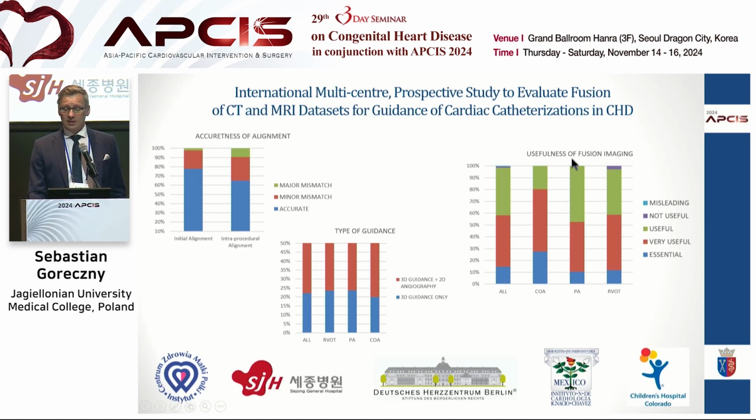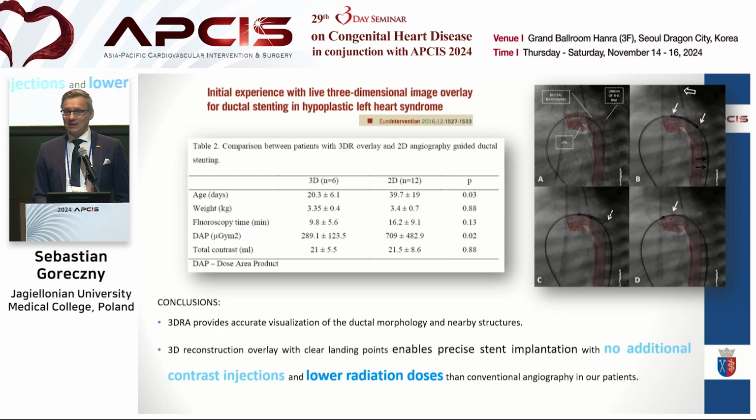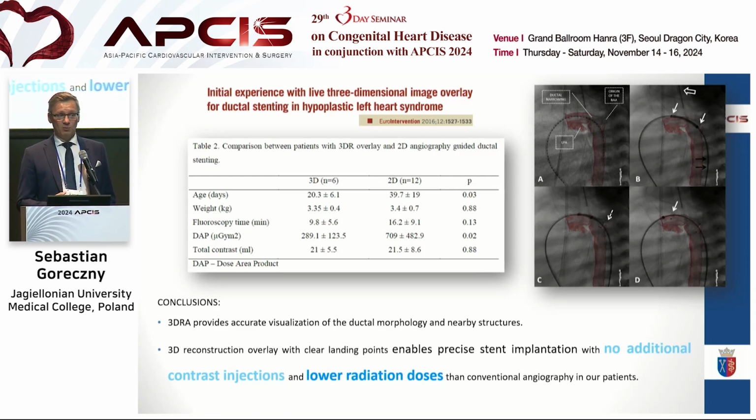Another important thing is that when we asked operators about usefulness, you can see here that overall in 98% of cases it was thought useful, very useful, or in some cases even essential. So that shows that many operators actually can find benefits beyond pretty images, and in some cases that type of imaging in a cath lab brings additional information. However, fusion imaging is not only about nice pictures. Now I'm going to give you some examples that it does bring objective benefits.